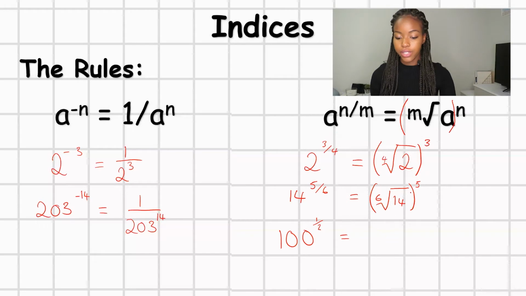This is very nice because as you substitute it in, you begin to see why this works. We're just going to substitute in the values. So in this case, 100 is a, n is 1 and m is 2.